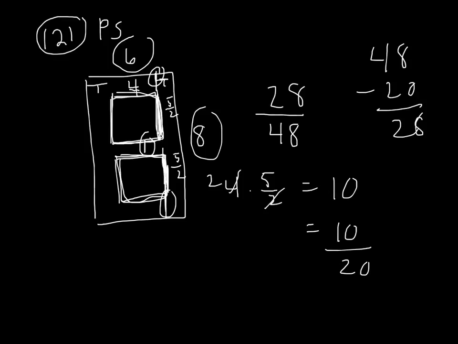So 28 over 48. And then 28 over 48, let's see, 4 goes into both of those. 4 goes into 28 7 times, and 4 goes into 48 12 times. So do we see 7/12? 7/12 is your answer.